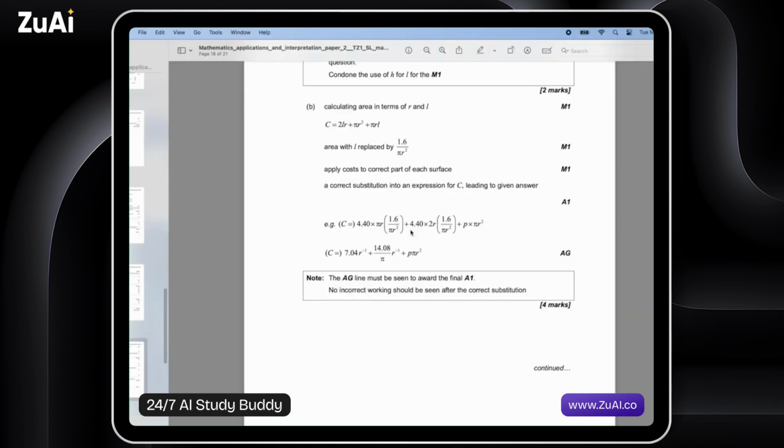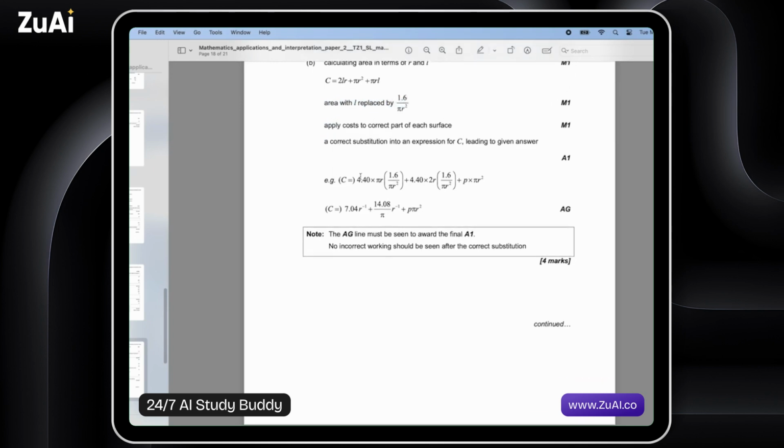So here's the mark scheme actually right here. After we write that out, there's some method marks right at the beginning. So area with L is replaced by 1.6 over pi r squared. And the question is, we've got this rather messy looking formula right at the end. Do you have to expand it to show that one thing is equal to the other? You don't actually. After all of the expansion, it's just a way to confirm that, yes, in the end, cost is equal to all of this business.